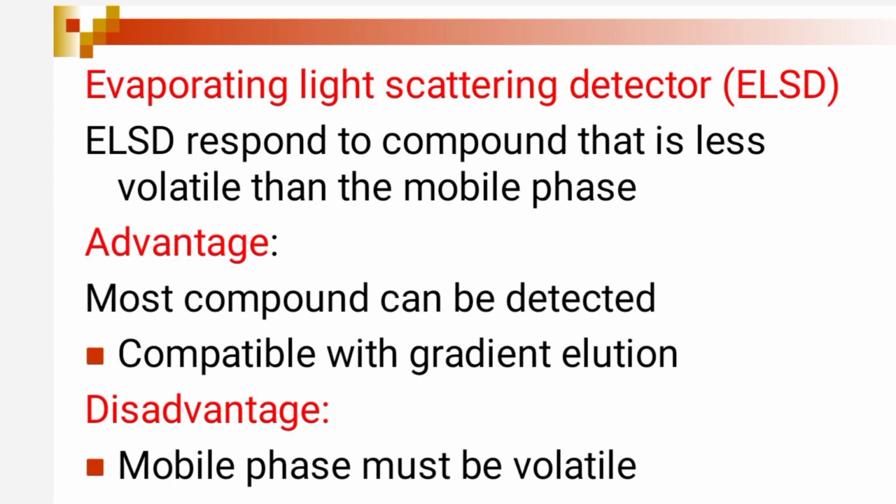Next is the evaporative light scattering detector. It responds to compounds that are less volatile than the mobile phase. The advantages are most compounds can be detected, and it is compatible with gradient elution. And the disadvantage is that in this detector the mobile phase must be volatile.